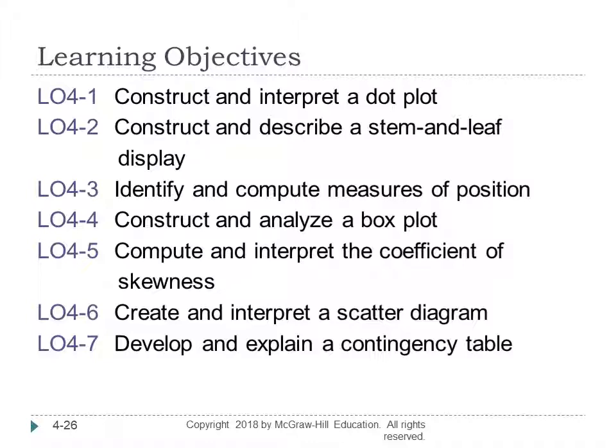Next, we will do another type of graph called a scatter diagram or scatter plot, and that's used to see if there is a relationship between two different variables. And the last thing we will do, we'll look at an example of a contingency table. Contingency tables are used to display data, and we will also use them in the next chapter, when we discuss probability theory, because a contingency table can be used to calculate probabilities.